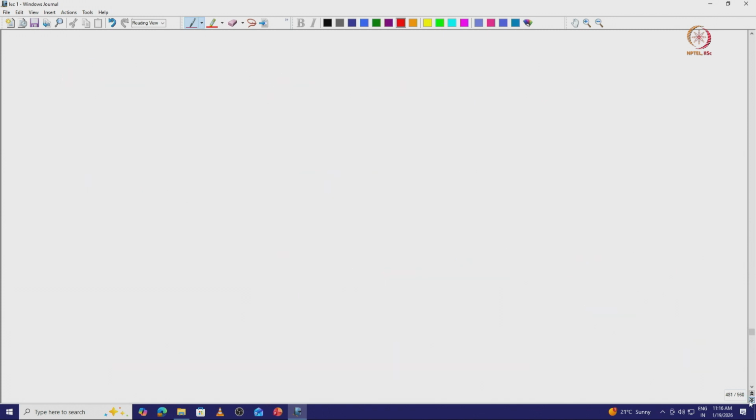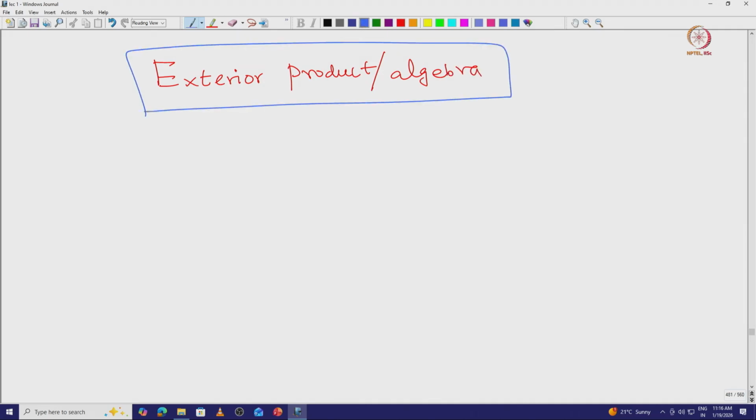This concludes everything about the symmetric product. Now let us focus on the alternating product, or the exterior product. Let us define what the exterior algebra and the exterior product are. Like we did for symmetrization, here what we are going to demand is that x square is 0 for all x in V.